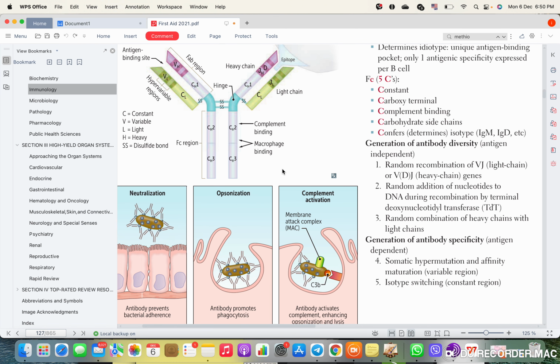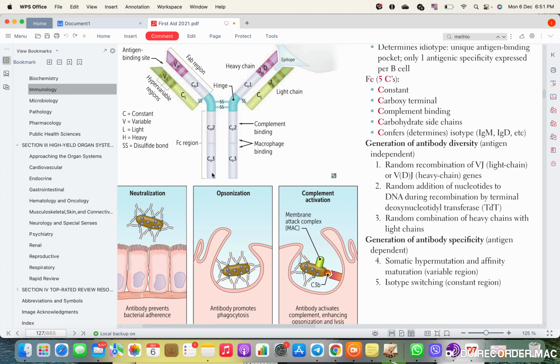So here we have generation of antibody diversity. How can we make antibody against COVID and antibody against influenza and antibody against, I don't know, Streptococcus pneumoniae from the same antibody? Well, basically, you need to change which region? The variable region. So you play with the Fab region, basically the variable region. How do we do that? Well, you have to do something called VDJ recombination.